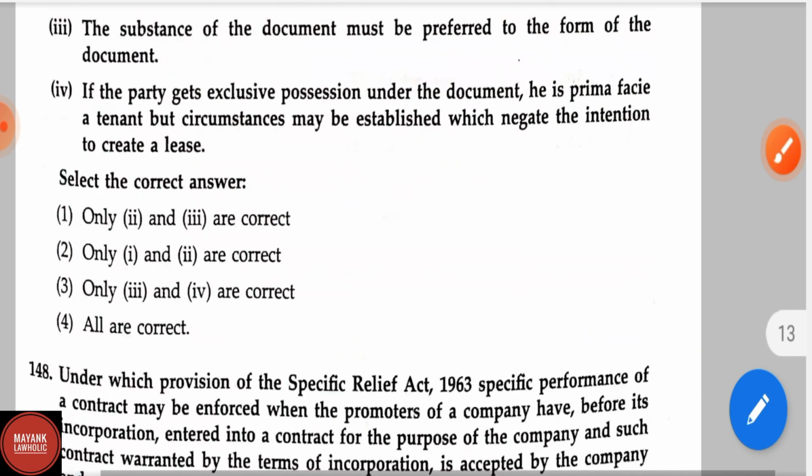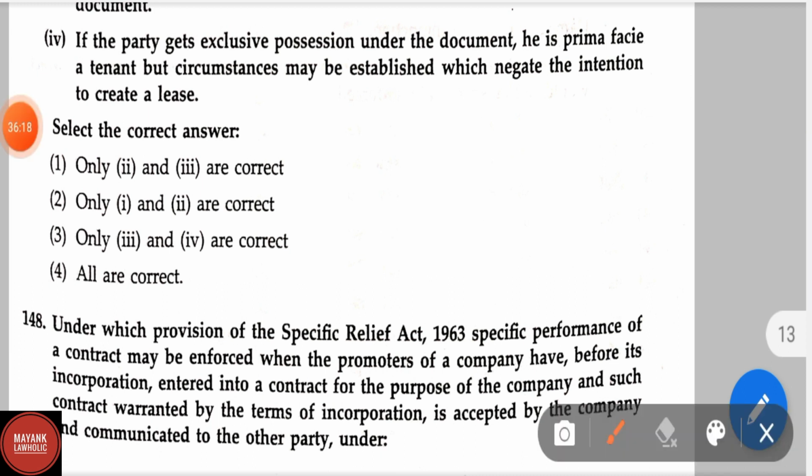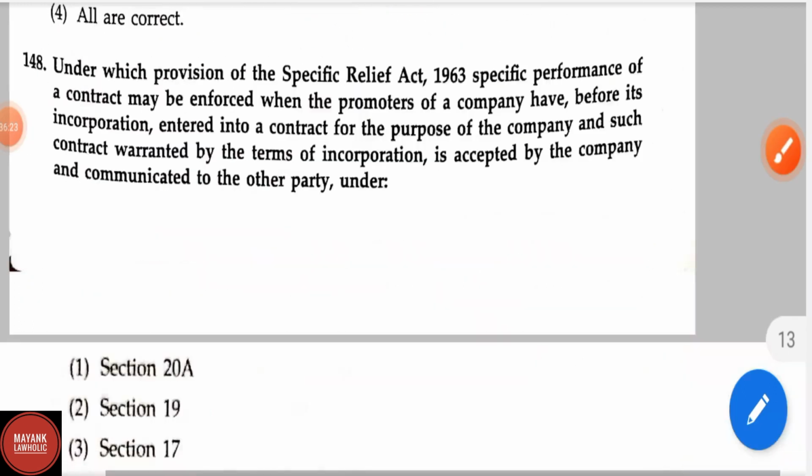Now let us see the options. Options are: only first and third are correct, only first and second are correct, only third and fourth are correct, and option 4, all are correct. In the given question, all the statements are correct, so option 4 is the answer. Now let us see question number 148.